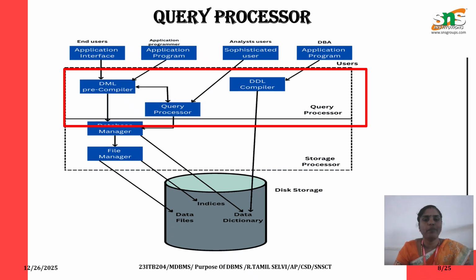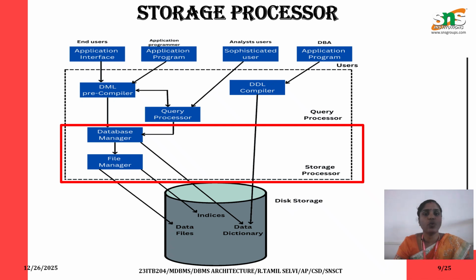Next step is the query processor. Think of this as the brain of the operation. When you type your request or use an app, it goes here. The DML compiler and the DDL compiler handle the different types of commands to interpret exactly what you are asking for.